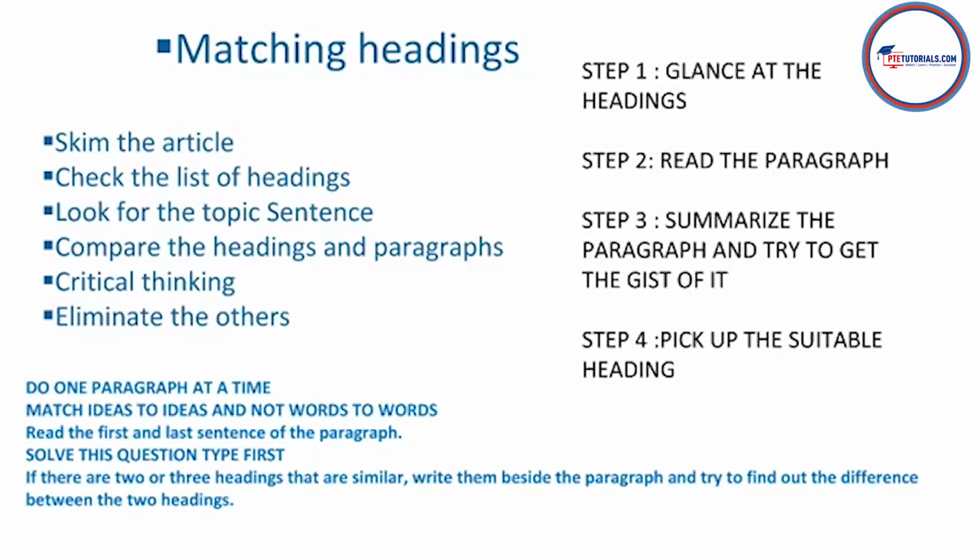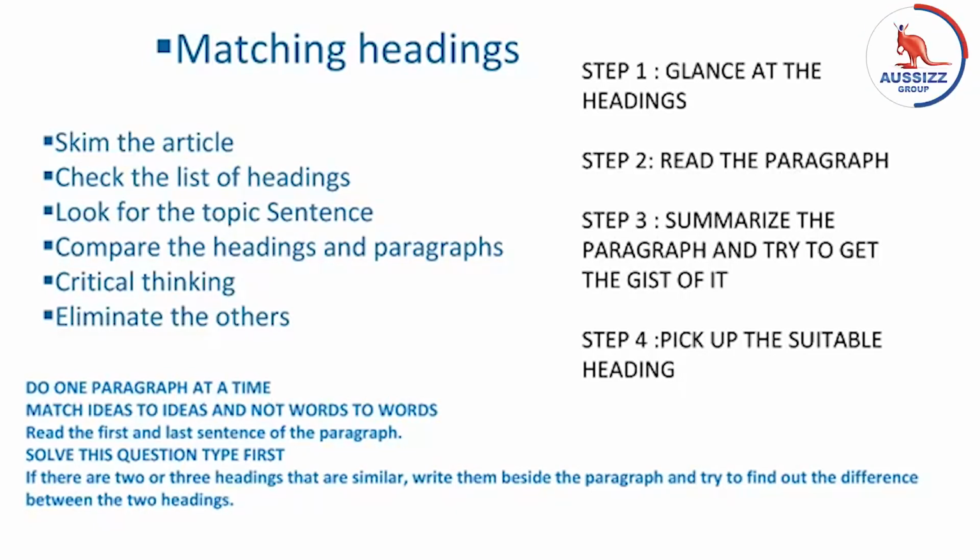So next, check the list of headings. Now after doing this, you can check the list of headings and underline the things also. Checking the list of headings is all about underlining the keywords of the heading so that it will be in your mind. Then look for the topic sentence. What is a topic sentence? The skimming part will help you to find out the topic sentence. Topic sentence means what the paragraph is telling you. It will be very much clear to you, and in every paragraph, the beginning line will tell you what the paragraph is all about.